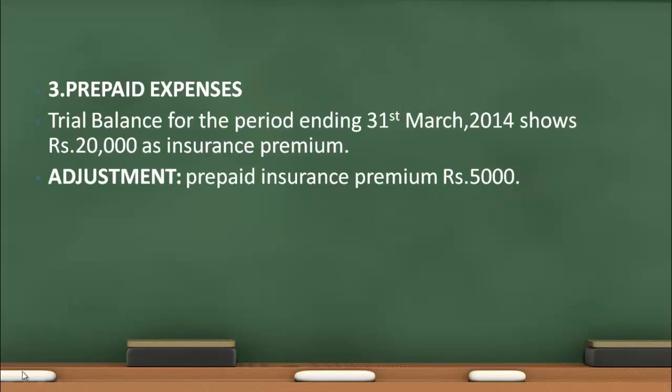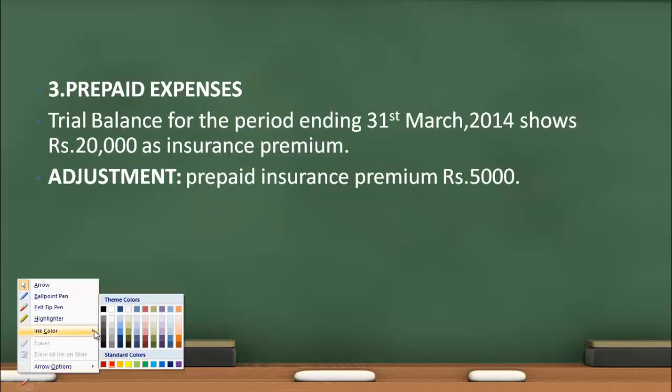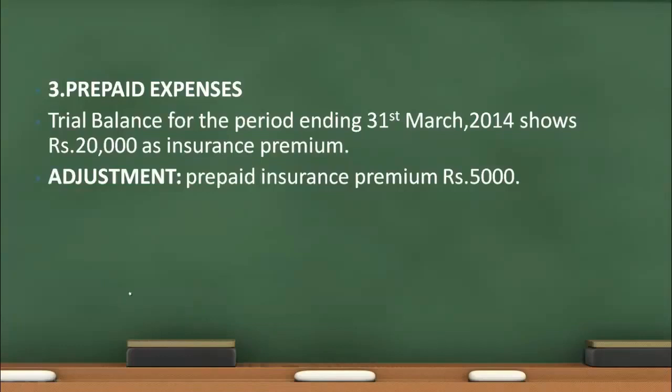The third adjustment entry, prepaid expenses. Students, what is prepaid expenses? Okay, let's read the question first. Trial balance for the period ending 31st March 2014 shows rupees 20,000 as insurance premium, whereas there is an adjustment which says prepaid insurance premium rupees 5,000.